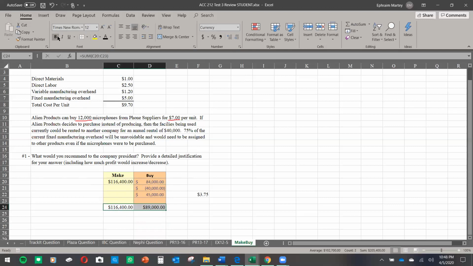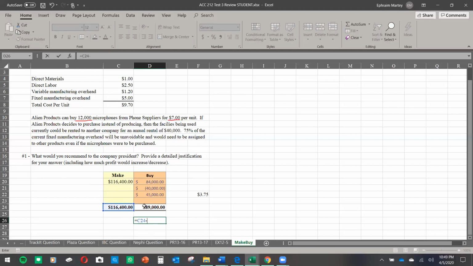So should the company buy or make it? We know this is less cost. It's going to cost them 89,000 if they buy it, but currently they are spending 116,400. And it asks, what is your recommendation? My recommendation is let's buy it because that will give us less cost. Provide the detailed justification, which is what we already did here. It also asks how much profit the company will save. That is this one minus that. So the company will save 27,400 if they decide to buy it.